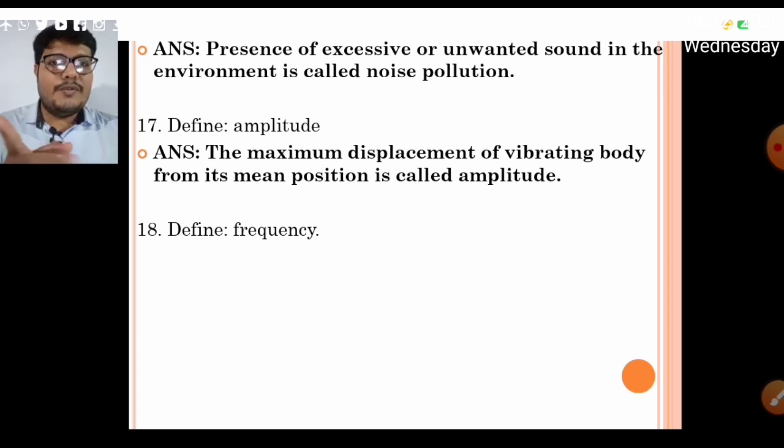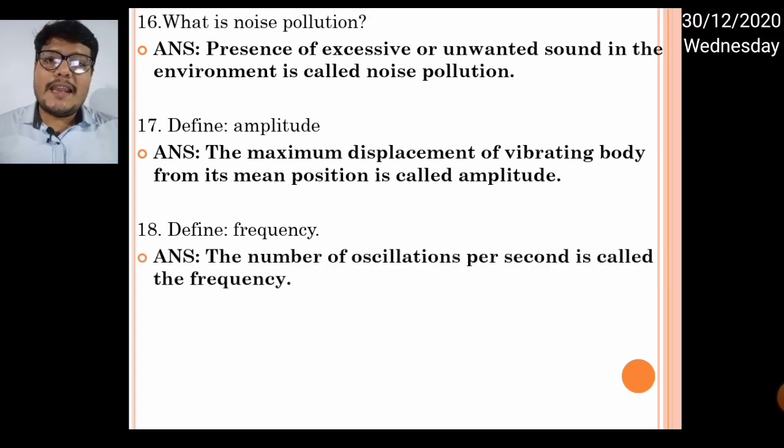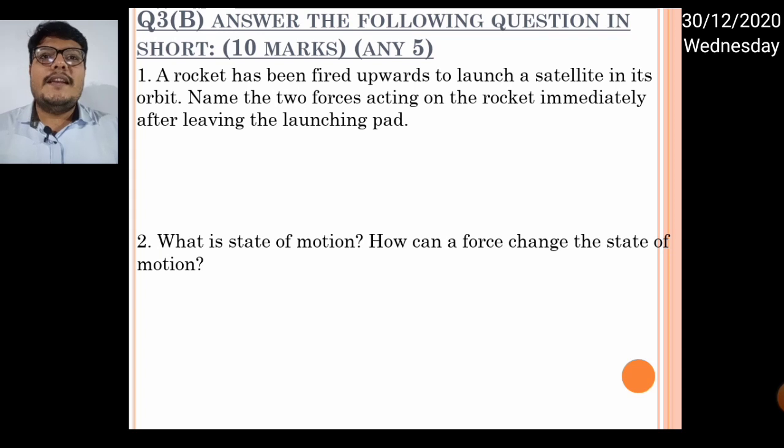Okay, see here, define frequency. I already told you when I explained about 1 hertz, right? In that I told you the definition of frequency. That is the number of oscillations in 1 second. Okay, see here, the number of oscillations per second is called the frequency, or you can also write number of vibrations. See next, that is question number 3b. Answer the following questions in short, that is of 10 marks, right? Okay, any 5 you have to write.